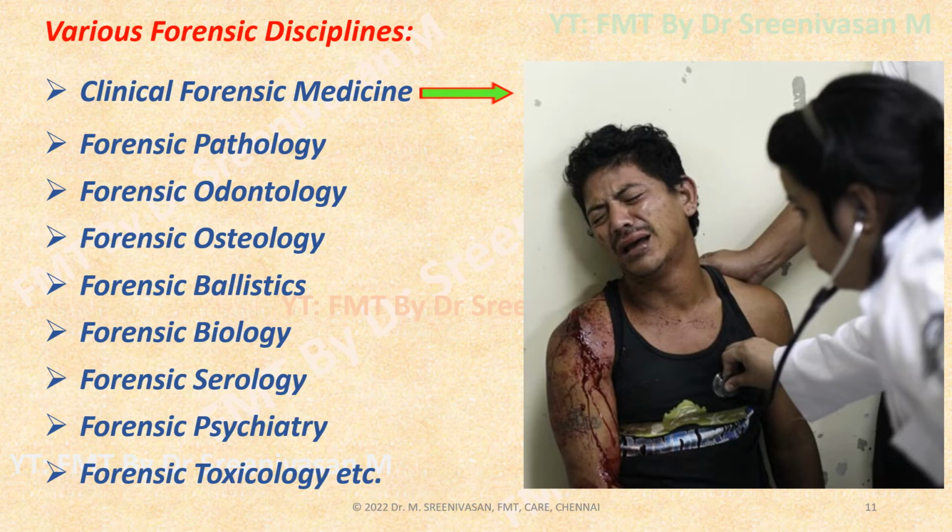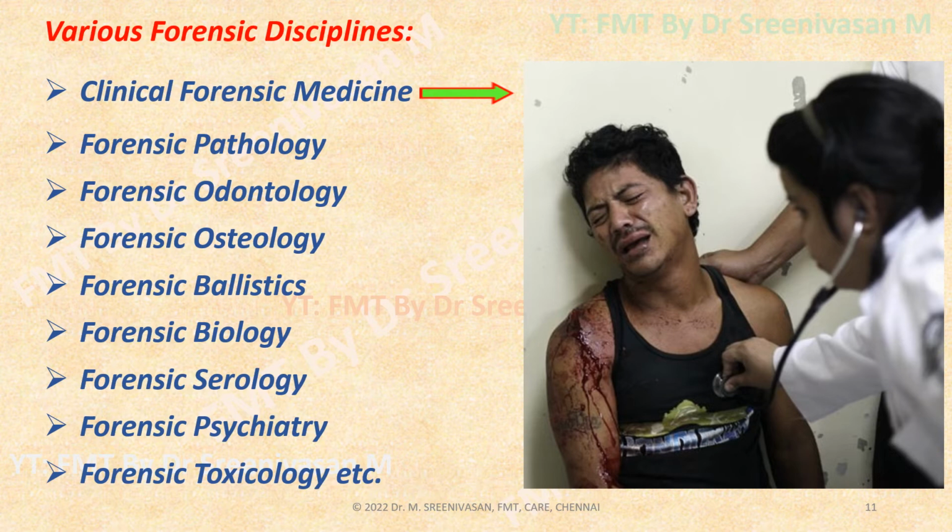Then these two, clinical forensic medicine and forensic pathology, are two important branches of forensic medicine. Then forensic odontology, that is application of knowledge of dentistry for the administration of justice. That is for determining age estimation based on eruption of temporary and permanent teeth. Then forensic archaeology is the study of various bones, skeletons. Forensic ballistics means study of different types of firearms like pistols, shotguns. There are ammunitions like cartridges, bullets, etc.